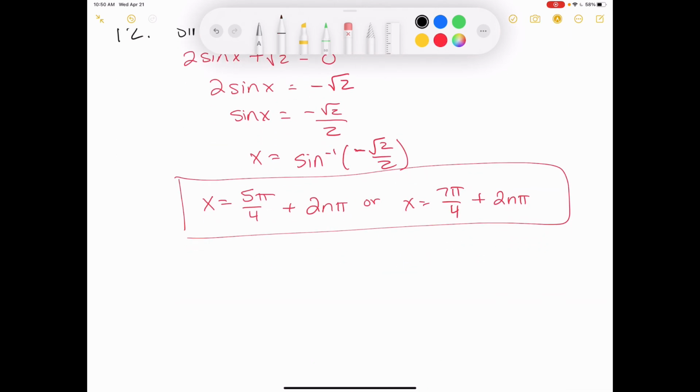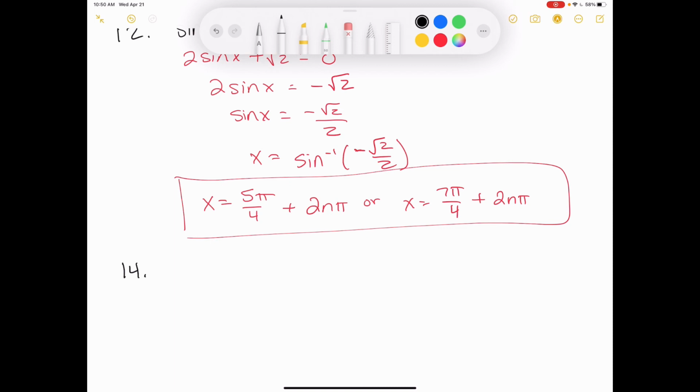Alright, it is your turn to try one. This one is going to be tangent, so when you're done, add n pi, not 2 n pi. Can you say that one more time? This one's going to be a tangent problem, so when you get to the end, add n pi instead of 2 n pi.